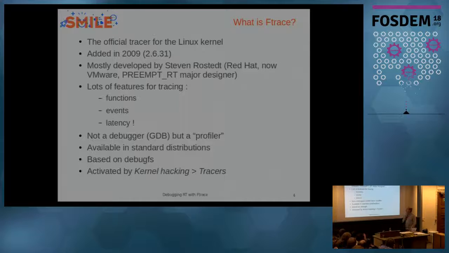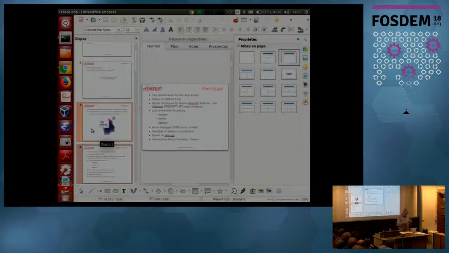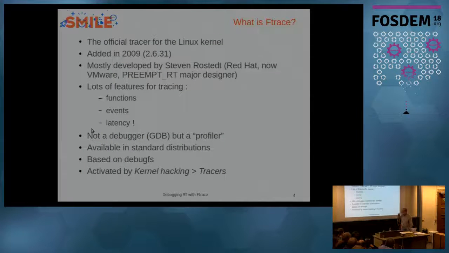So there are lots of features for tracing. You can trace functions, you can trace events and latency. It's not a debugger, but it's a kind of profiler. So I say debug application with Ftrace, but it's not really a debugger. It's available in most standard distributions. For example, on my Ubuntu, you can use Ftrace. I will show you. And it's based on Debugfs.